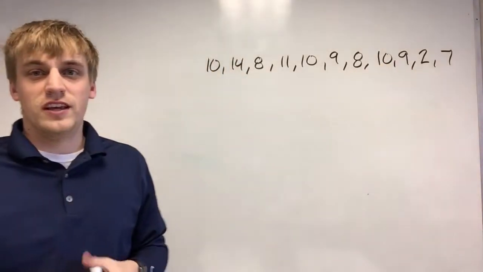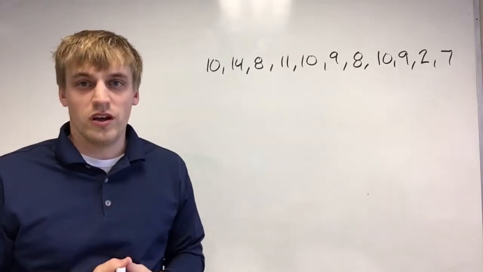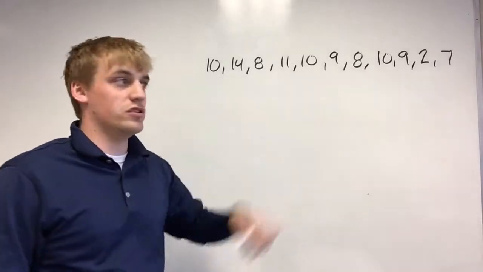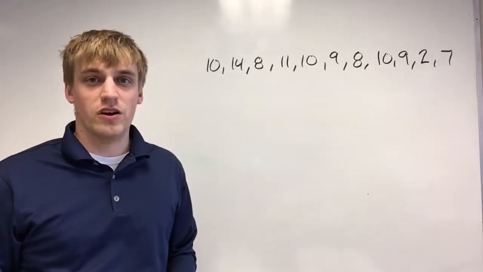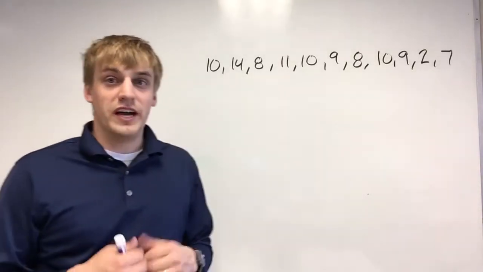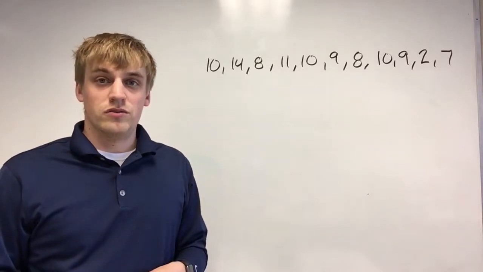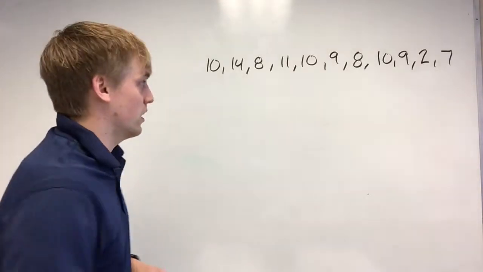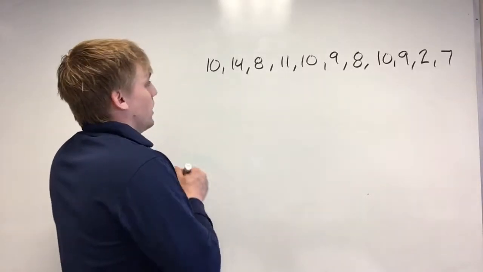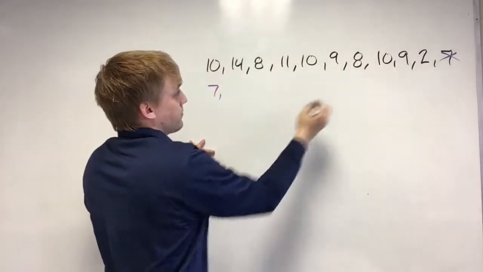Okay? The first thing that I always do, if the data set is small enough, is I put all these numbers in order, from least to greatest. The reason I do that is because it makes finding all of these measures that we're about to do a lot easier. So the first thing I'm going to do is put them in order. Okay, so we have 7, and I cross them out as I go so I don't miss any.